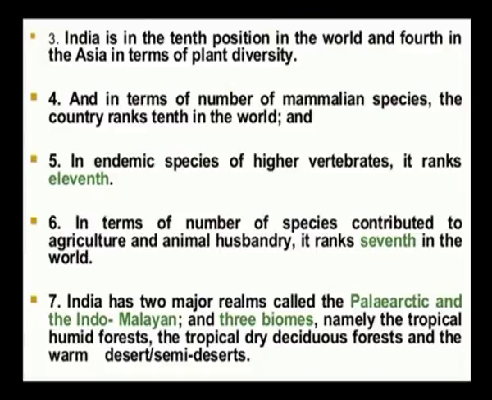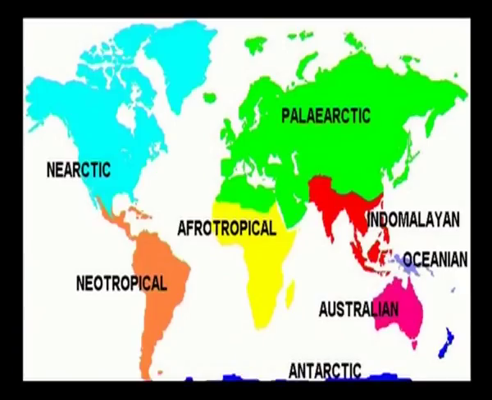India has 2 major realms, the Palearctic realm and the Indo-Malayan realm, and 3 biomes, namely the tropical humid forests, the tropical dry deciduous forests and the warm desert or the semi-deserts. Now, if you look at the different realms, we will be discussing only the Palearctic and the Indo-Malayan, because India is involved as a borderline across both these realms.